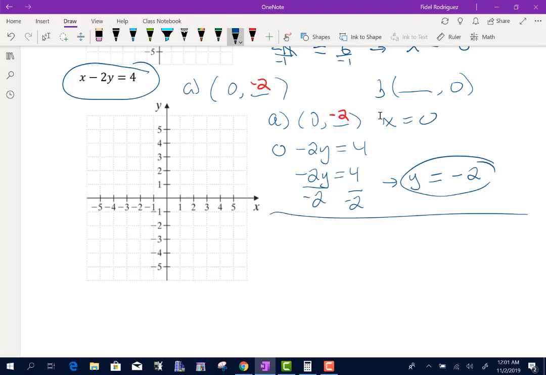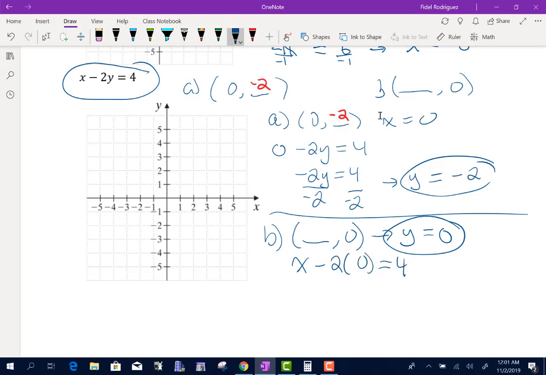Okay. I'm going to do this all over again, part B. Part B, we have a blank first and then a 0. Again, just a quick reminder, that tells me that y is 0, right? Not the x, but the y. So I'm going to write out my problem. x minus 2 times 0 equals 4. Well, 2 times 0 is 0. x minus 0, still x, right, equals 4. There we go. So I'm going to come back over here, guys. I'm going to put a 4 right there. Put a 4 right there.